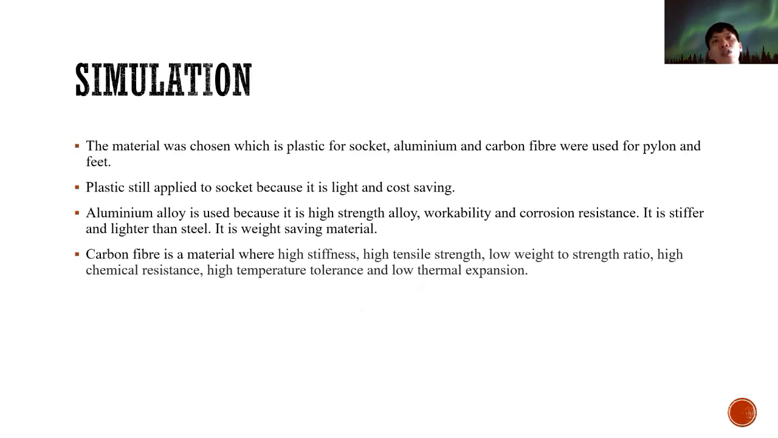The materials chosen are plastic for the socket, and aluminum and carbon fiber for the pylon and foot. Plastic is applied to the socket because it is light and cost saving. Aluminum alloy is used because it is a high strength alloy, with good workability and corrosion resistance, and is stiffer and lighter than steel, and is a weight saving material. Carbon fiber has high stiffness, high tensile strength, a low weight to strength ratio, high chemical resistance, and also high temperature tolerance with low thermal expansion.